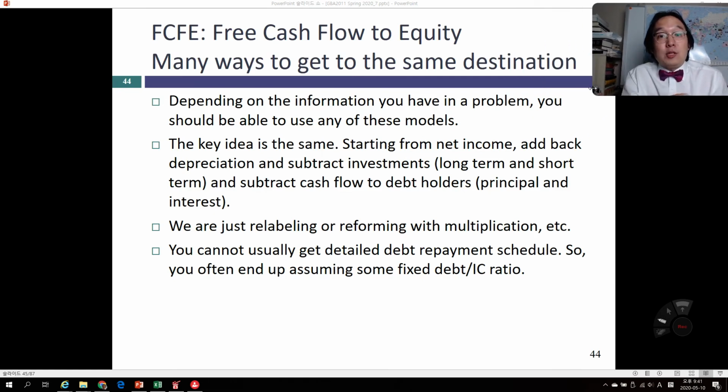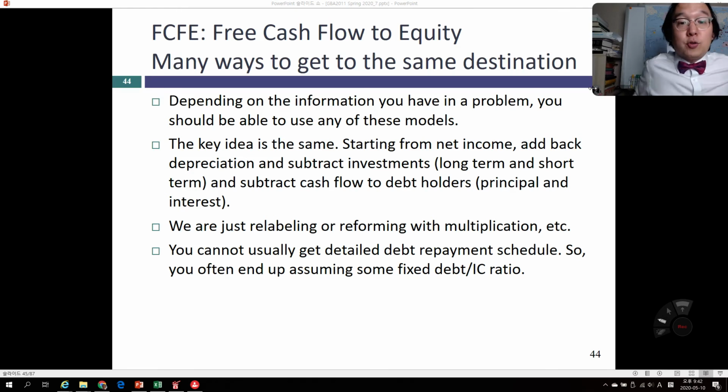There are many ways to get to the same destination depending on the information you have in a problem. You should be able to use any of these models, right? The key idea is the same. Starting from net income, add back depreciation and subtract investment and subtract cash flow to debt holders. We are just relabeling or reforming with multiplication, etc.